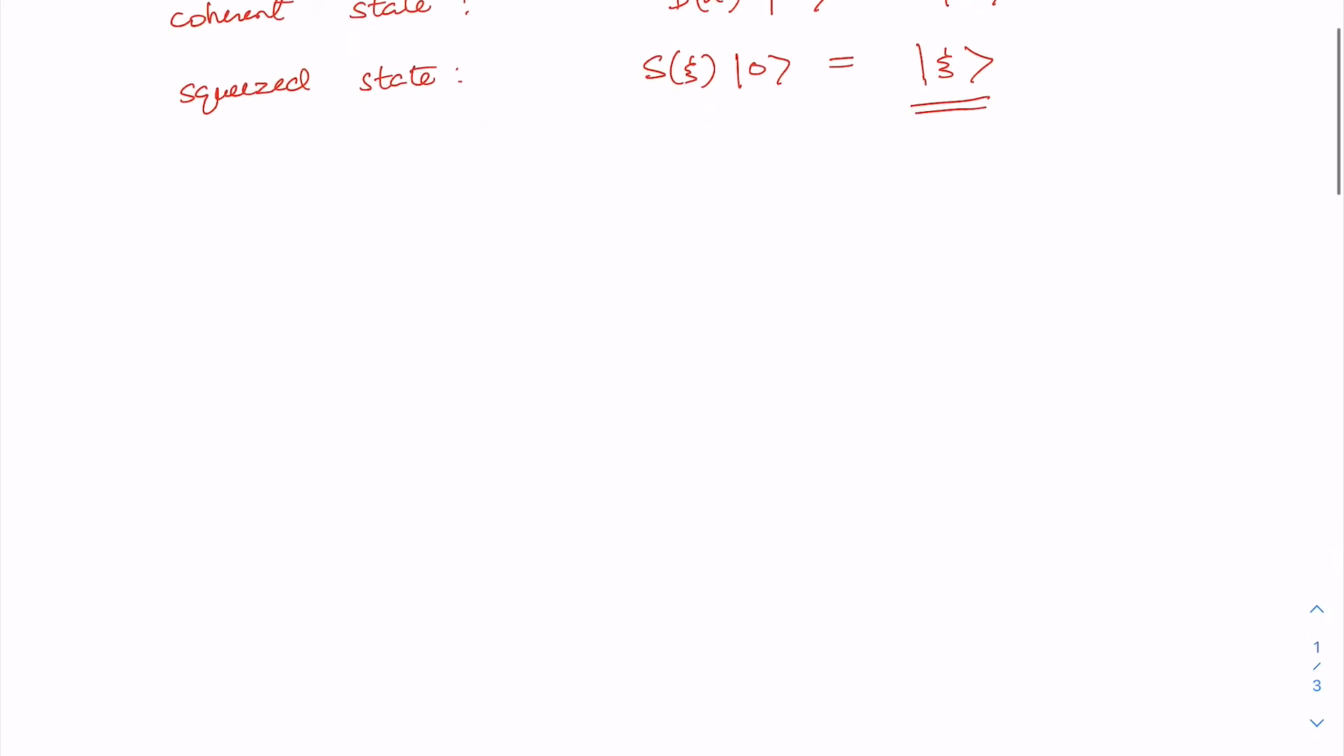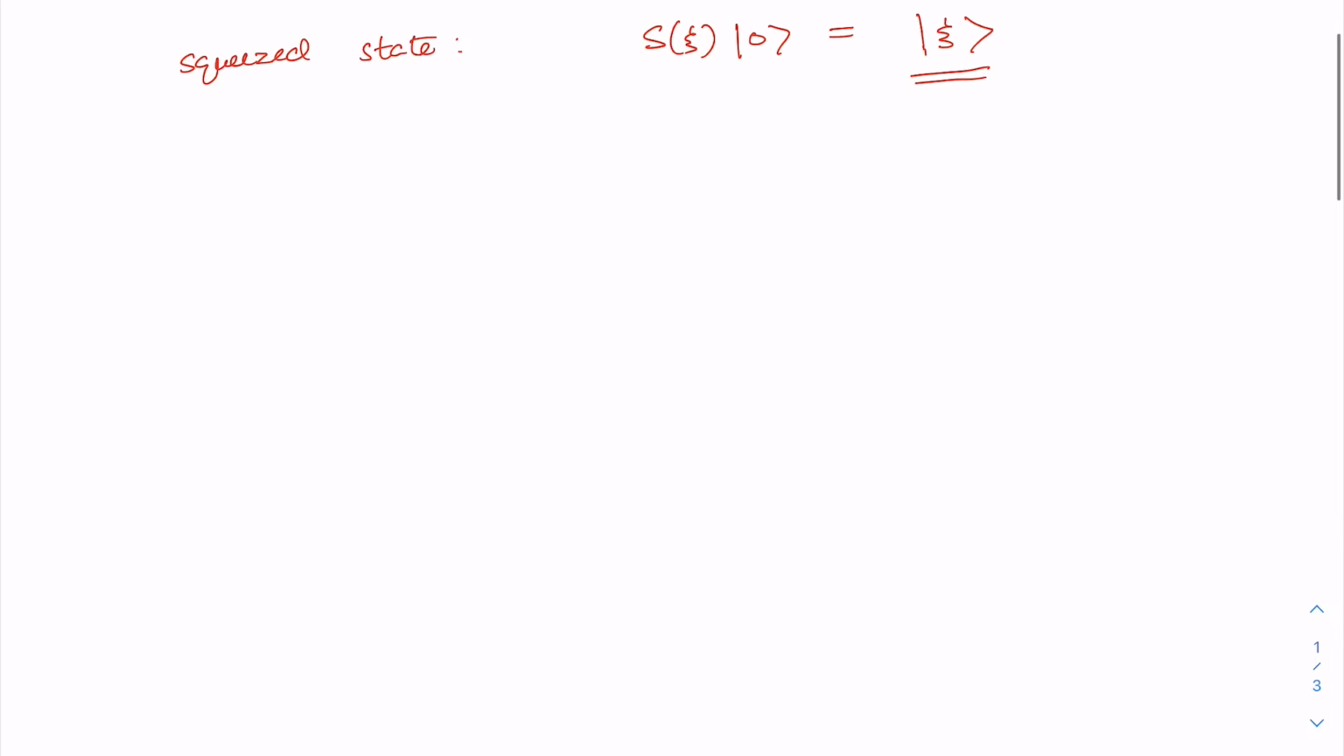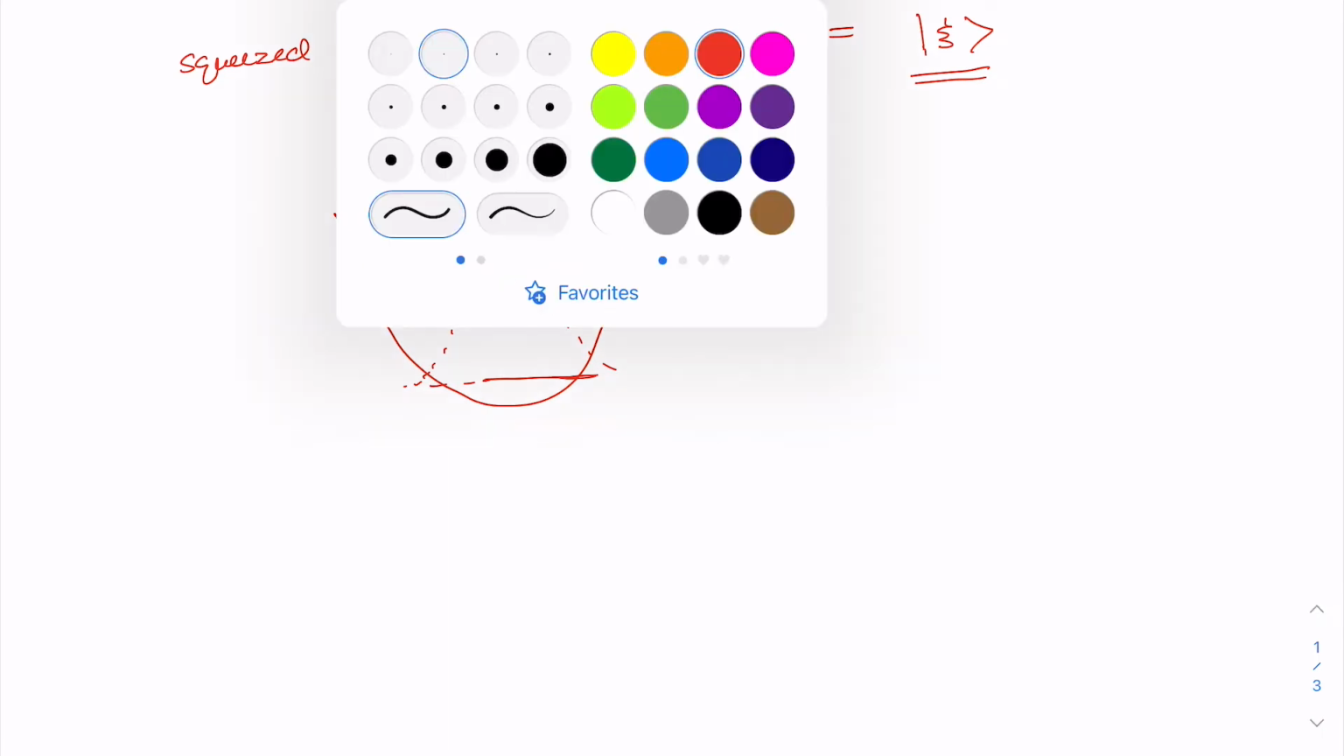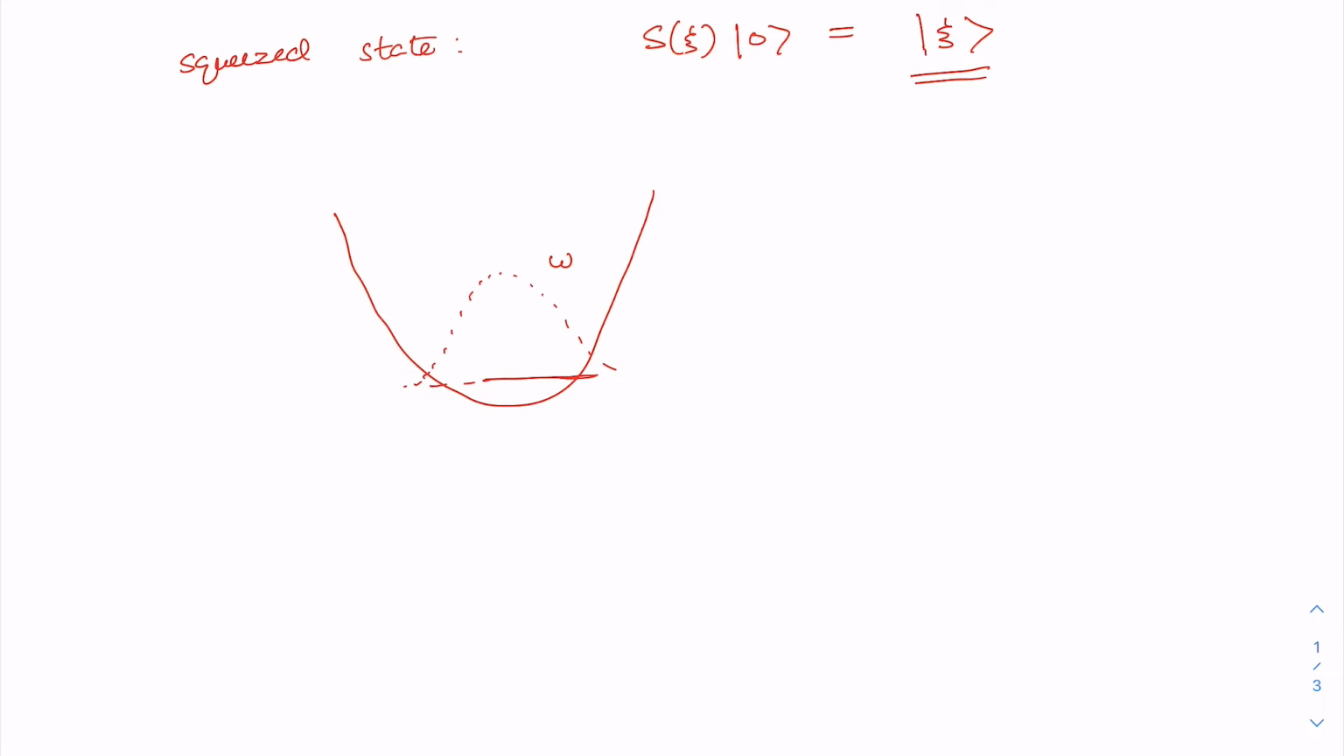Let me explain it a little more clearly. Let us take the usual ground state of a harmonic oscillator with frequency omega. You know that the ground state of a harmonic oscillator is Gaussian, so suppose this is what we have, and this harmonic oscillator has natural frequency omega. Now increase the curvature of the harmonic oscillator potential. That implies squeezing of the harmonic oscillator. So this is what we are going to get.